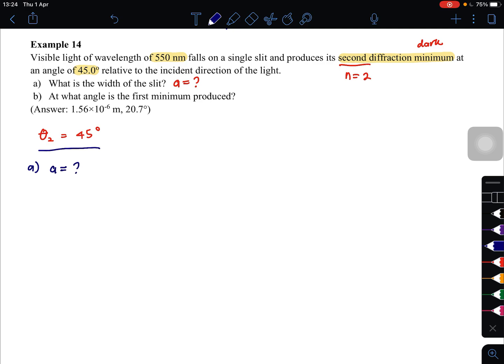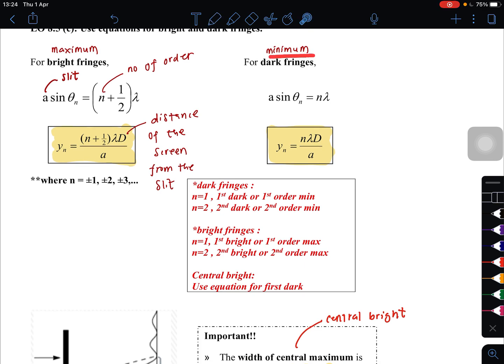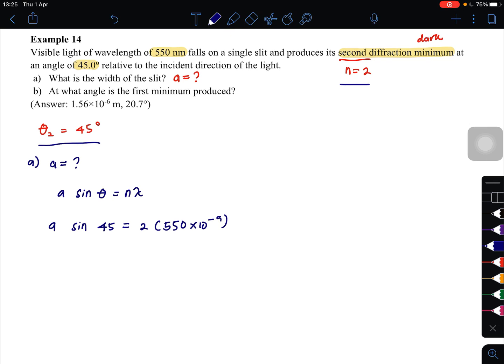And then since we have angle here, so we use this formula. Sebab dia adalah minimum kan tadi, so we use this formula. a sin theta is equal to N lambda, di mana N adalah sama dengan 2. So a sin theta will be 45 degree. Then 2 times with lambda. And then for this one, your calculator is just in degree mode. So akan dapat a will be equal to 1.56 exponent -6 meter.